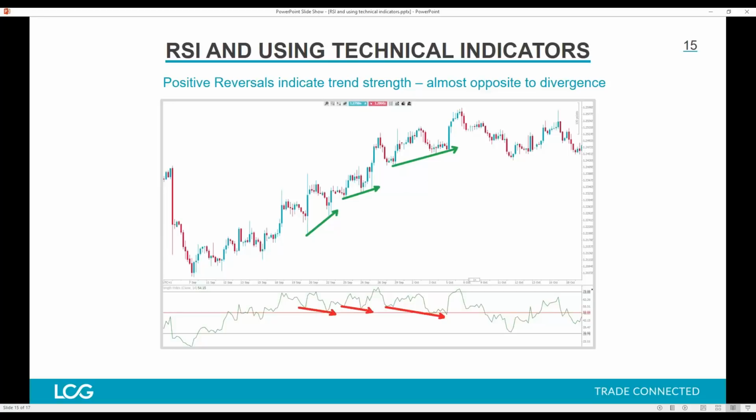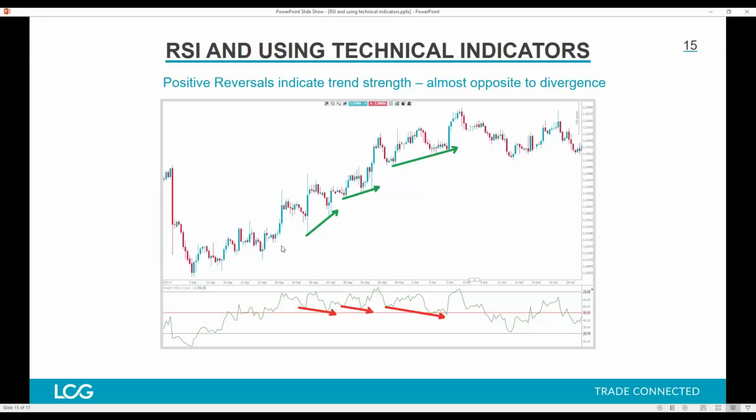So, same chart again, where we were originally looking at breakouts, then overbought, oversold, then the trend ID using the 50 level. Now we're looking at positive reversals, and in a way it's opposite to divergence, which is a little bit confusing, but it's not quite. In an uptrend, for divergence we'd be looking at the peaks, the swing highs. When it comes to positive reversals, we're looking more at the lows.